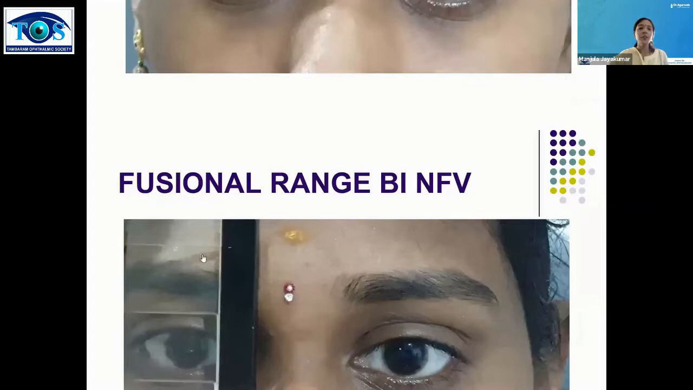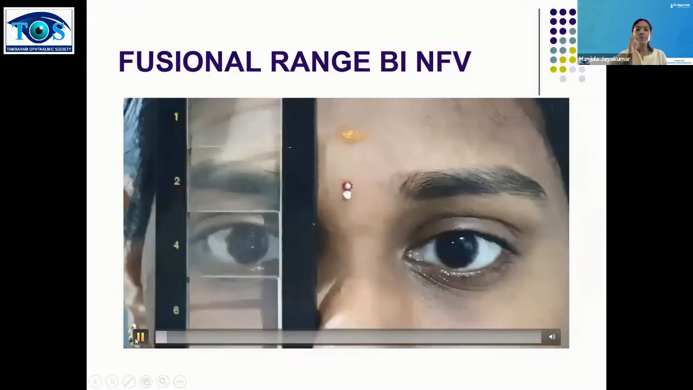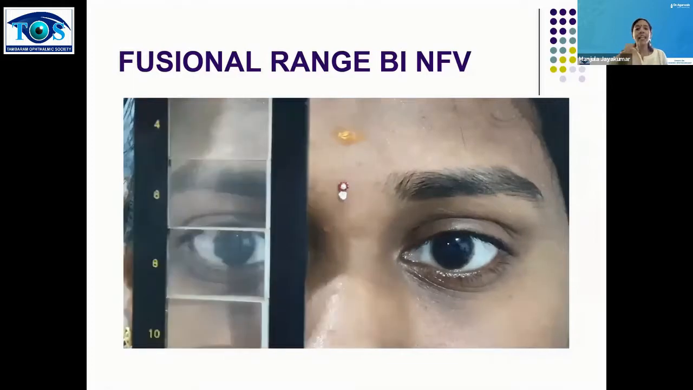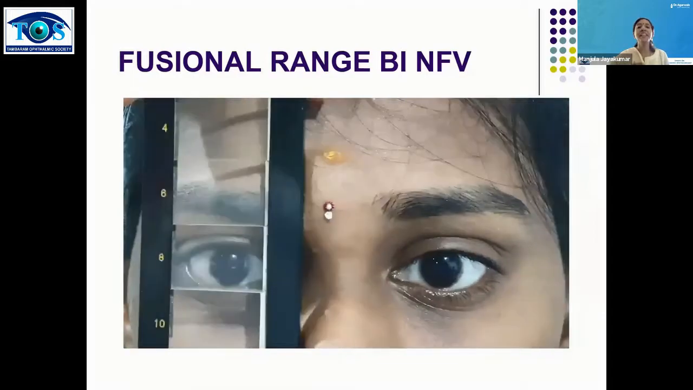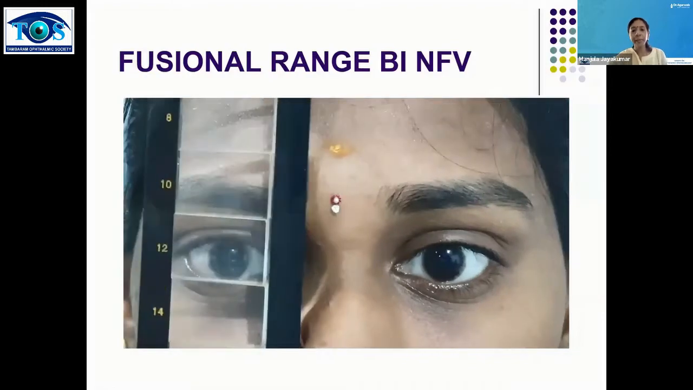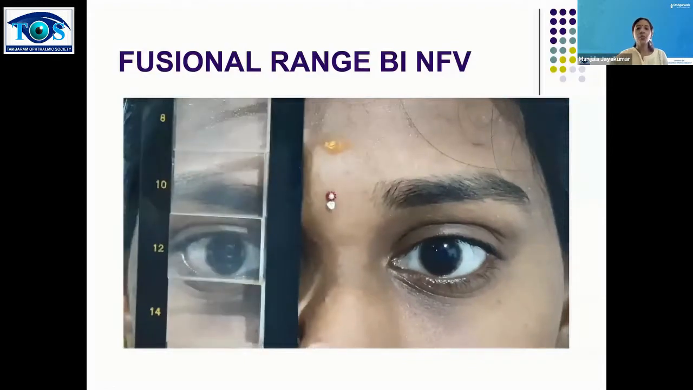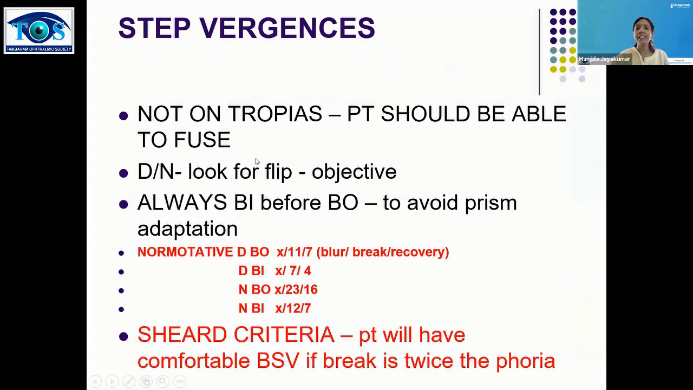Again, you will do your base in, which is your negative fusional vergence, in steps of 4, 8, like that, until the patient has a blur point, break point, and recovery. You cannot do step vergences on tropias because you need patients who are able to fuse. Patients with manifest tropias will not be able to fuse. So any patient with only phorias or no manifest tropias, you can try your fusional vergences.